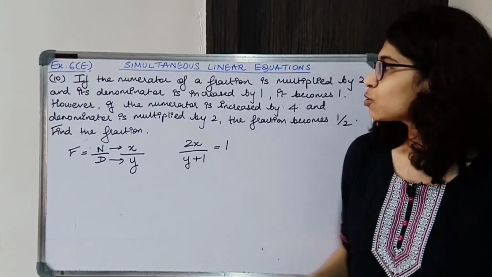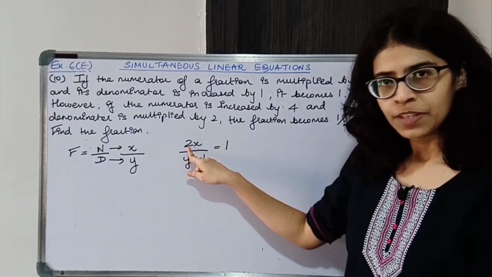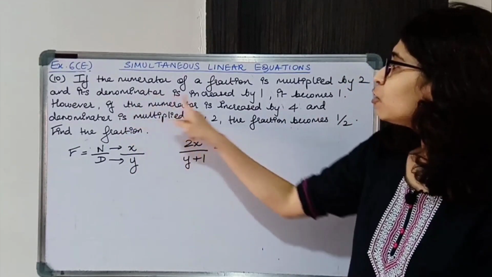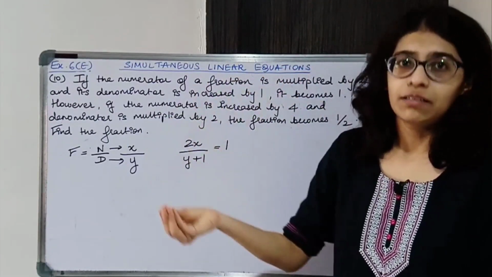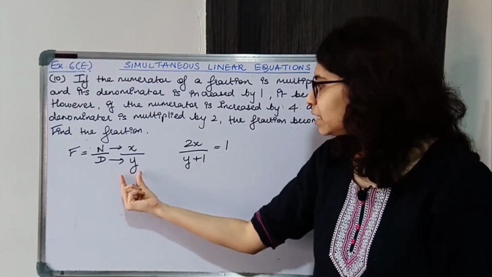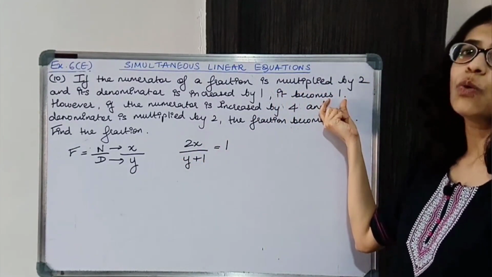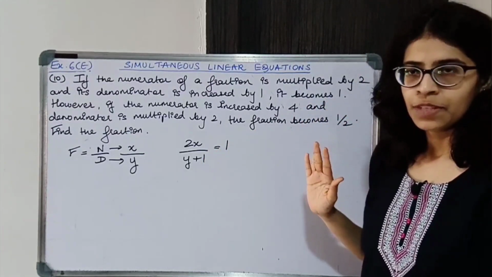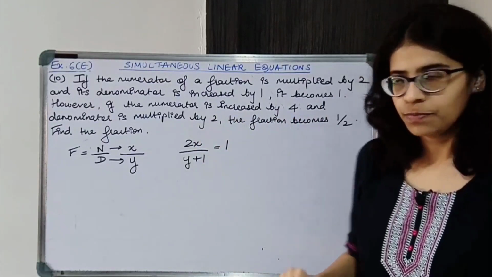ठीक है? So I'll repeat. If the numerator of a fraction is multiplied by 2, so it will become 2x, it was x, it became 2x, and its denominator is increased by 1. Increased by 1 means you are adding 1. ठीक है? So y था, y plus 1 हो गया, then the fraction becomes 1. Okay, so it will be equal to 1. We just need to solve this, we will get a proper linear equation.